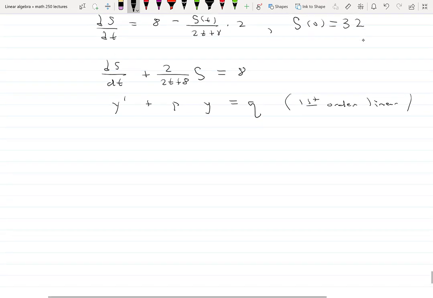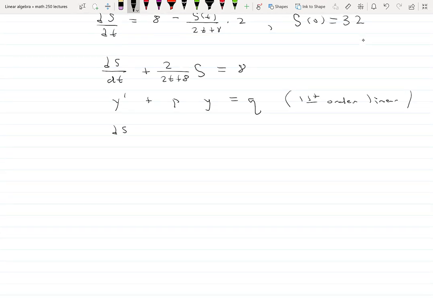Okay. Well, let's simplify this first. Notice the coefficient of S can be simplified. I can factor a 2 from 2t plus 8 and then cancel that. So I'm going to factor the 2 out of the denominator and cancel it. So we have 1 over t plus 4 times S equals 8. And then we find an integrating factor. So u equals e to the integral of the coefficient of y, but we don't have a y, we have S.